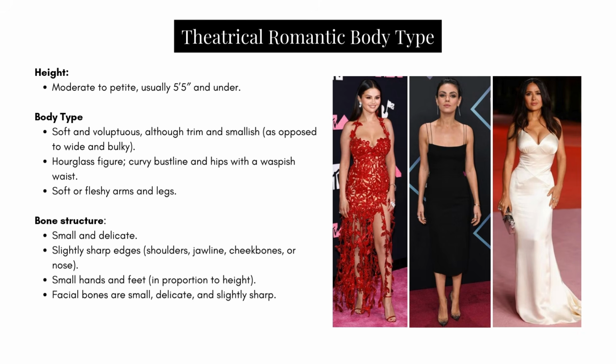Bone structure: small and delicate, slightly sharp edges in the shoulders, jawline, cheekbones, or nose. Small hands and feet in proportion to height. Facial bones are small, delicate, and slightly sharp.